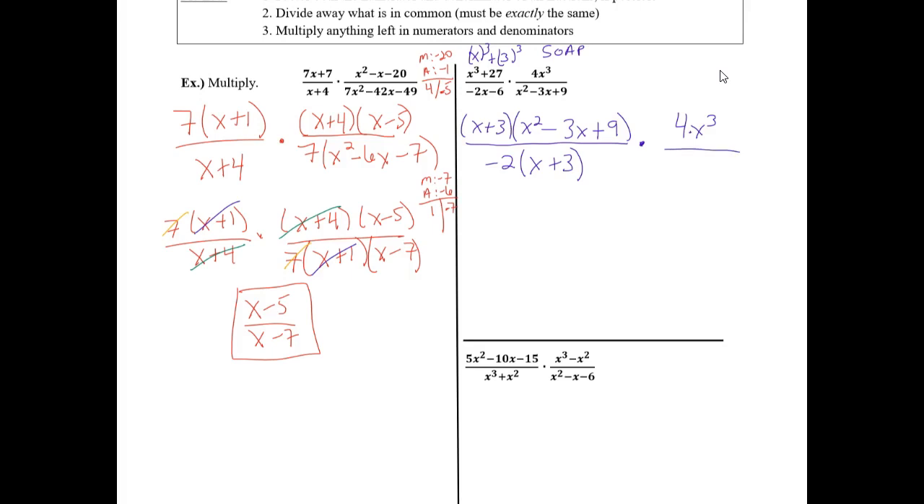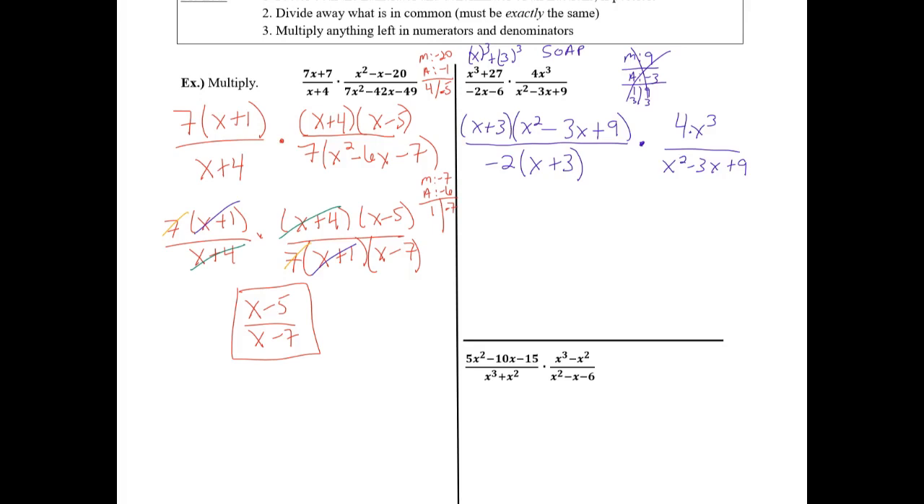In the denominator, I want factors that are going to multiply to 9 and add to negative 3. I don't think that's possible, right? The only factors of 9 would be 1 and 9, or 3 and 3, and neither one of those are going to add up to negative 3. So that's prime. I cannot factor that.